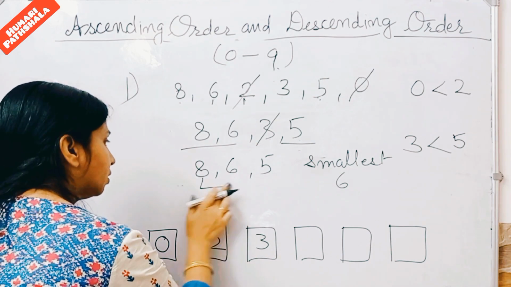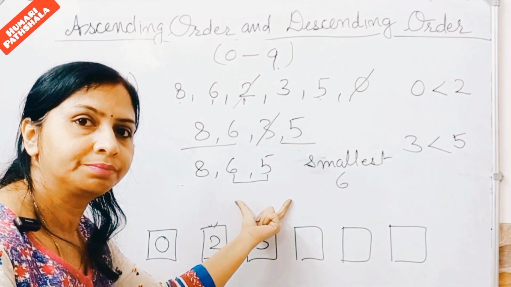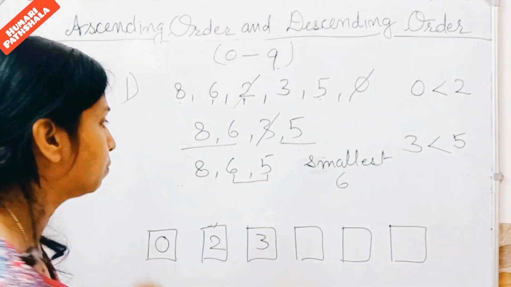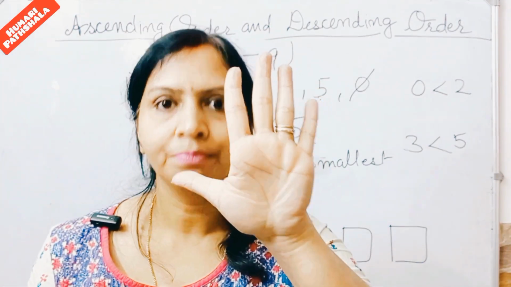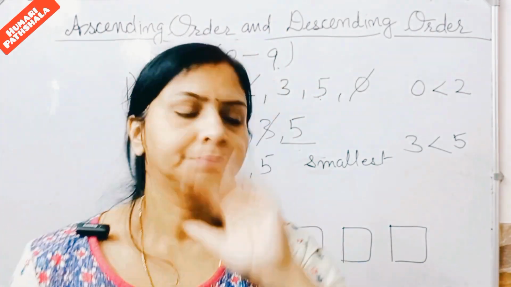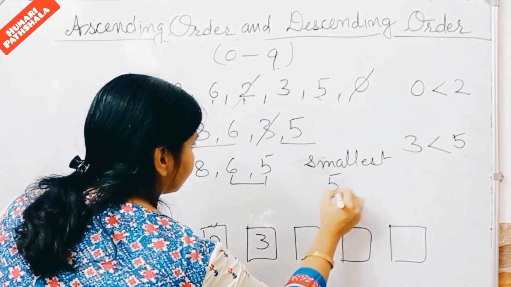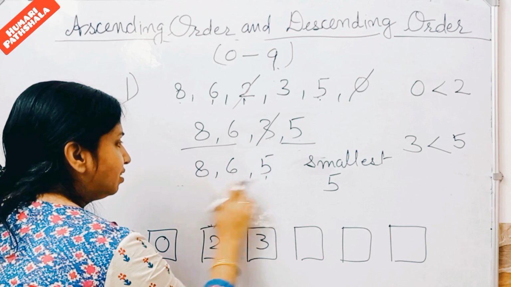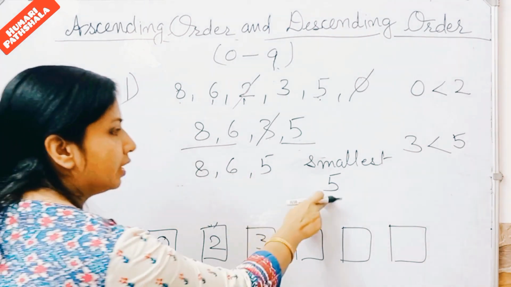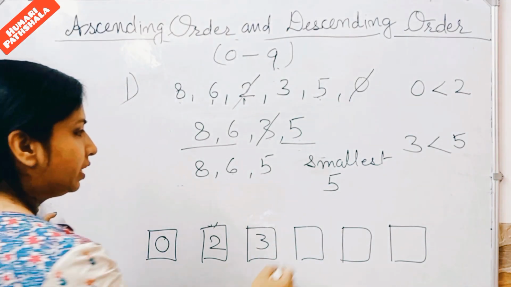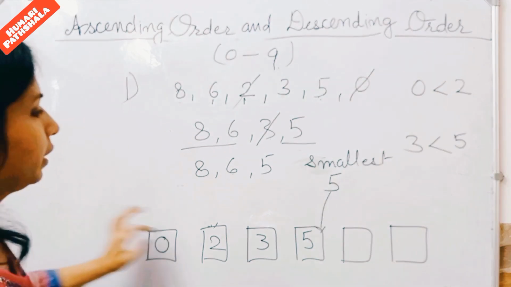Okay. Now you have to compare the 6 with 5. Which one is smaller in these 2 numbers? 5 is smaller. In these 3 numbers, the smallest number will be 5. So we'll write this 5 here in this block, block number 4, 5. Okay.